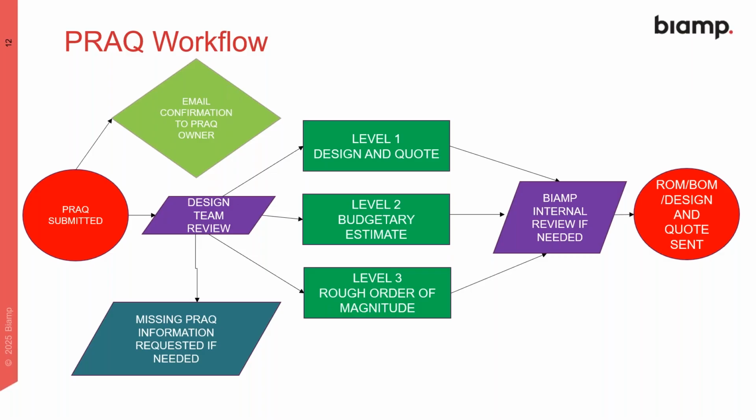Now, you'll notice that at the very bottom, I skipped over missing PRAQ information, requested if needed. That's when you'll get a phone call from me or one of my colleagues saying, hey, I noticed that you put in your request that it's 3 floors, but I'm only seeing floors 1 and 2. Is it 2 floors, or did you happen to forget floor 3? It didn't get uploaded fully, or, hey, there's no masking on that floor, or whatever have you. It's just to check in, just to make sure that what we're reading and seeing is fully accurate.